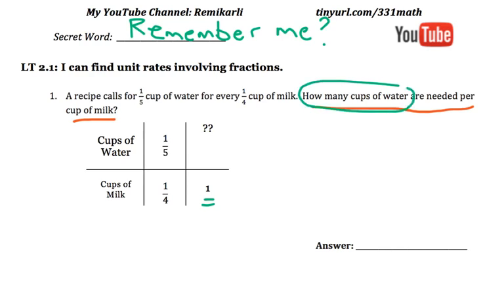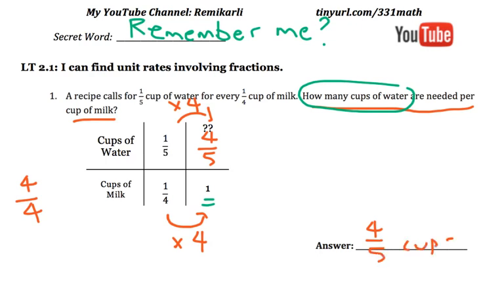So a couple of ways to do this. If I'm trying to get from 1/4 to 1 whole, I know that 1 whole is the same as 4/4. So really all I need to do is take 1/4 and multiply it by 4 to get 4/4. And when I do the same thing on the top, I get 1/5 of water times 4 would become 4/5 of water. So how many cups of water are needed per cup of milk? The answer is 4/5 cups of water.